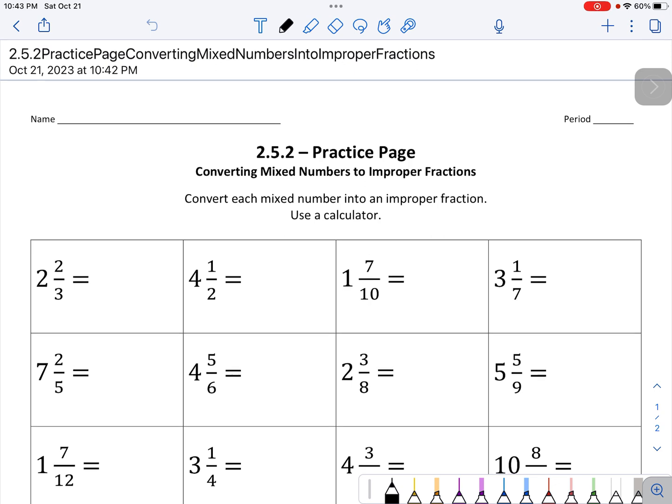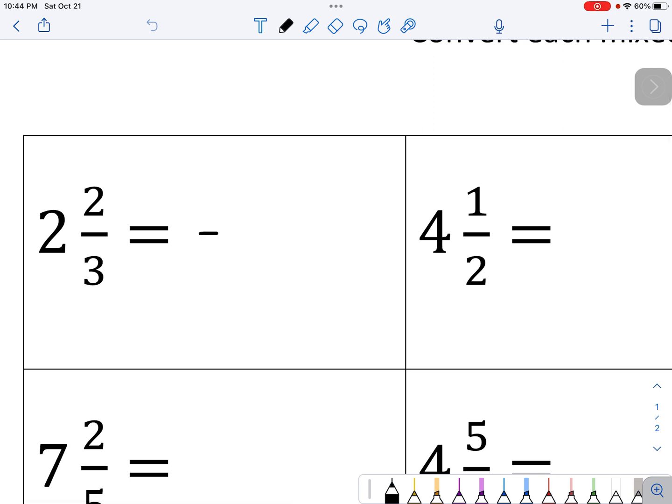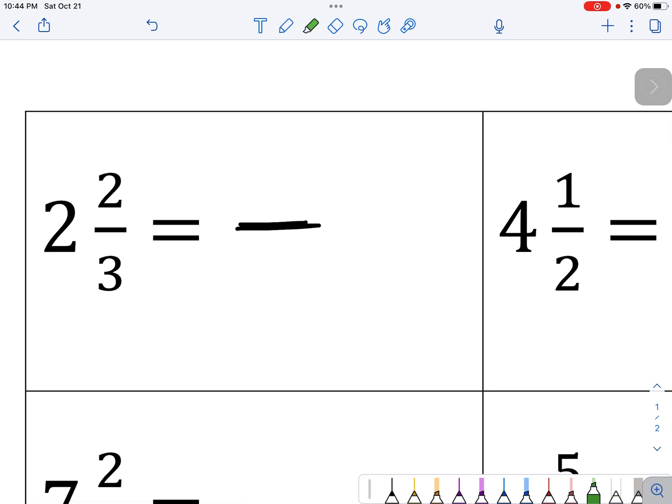So we're converting each mixed number into an improper fraction. So that means at the end, we are going to have a top number, a numerator that is bigger than the denominator. So here we go. We have 2 and 2/3. So the very first thing I'm going to do is take my whole number and multiply by the denominator. So that's 2 times 3.